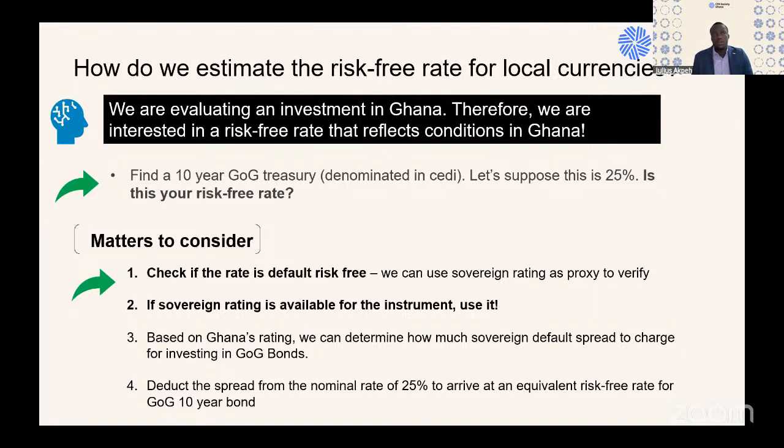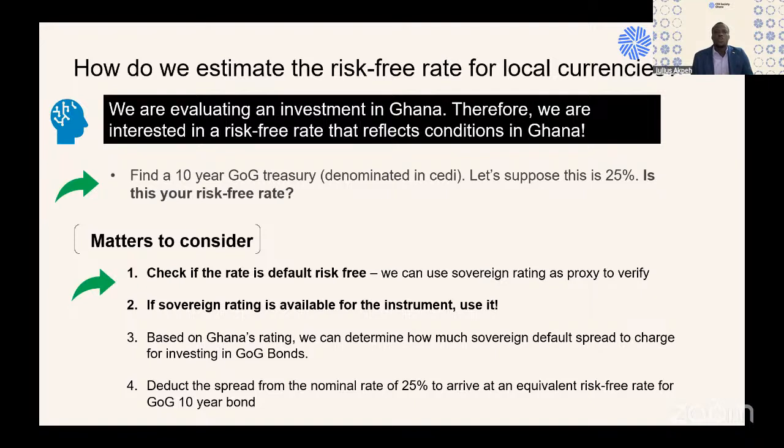So now you have a better argument if you've never known this until today. When you meet colleagues or people in practice, or maybe you are presenting your work to a client, you improve upon your estimation and tell a better story. Now, the 10-year government of Ghana Treasury: the question is, is it risk-free? There are matters to consider.